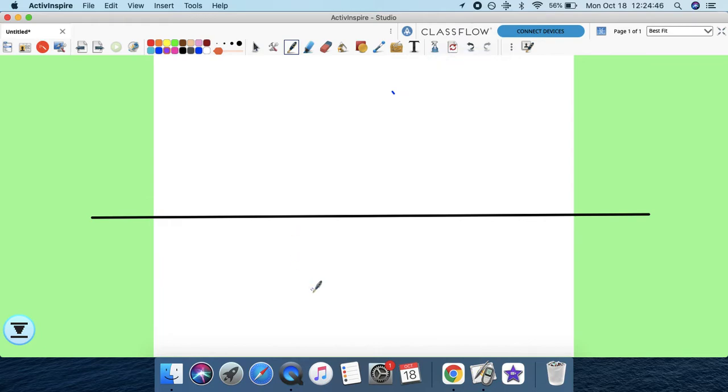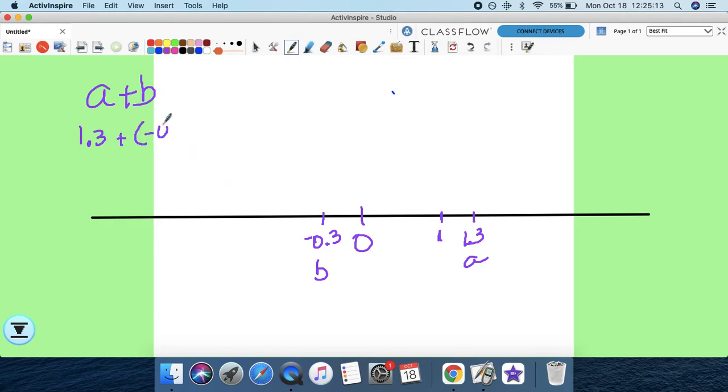Let's do another one. That's 0. That's 1. 1.3. Negative 0.3. That's B. And that's A. So let's do another one. Let's do A plus B. Well, how much is A? A is 1.3. Plus, what is B? B is negative 0.3. Who's going to win, the positives or the negative? The positives. So again, we can do another number line here.